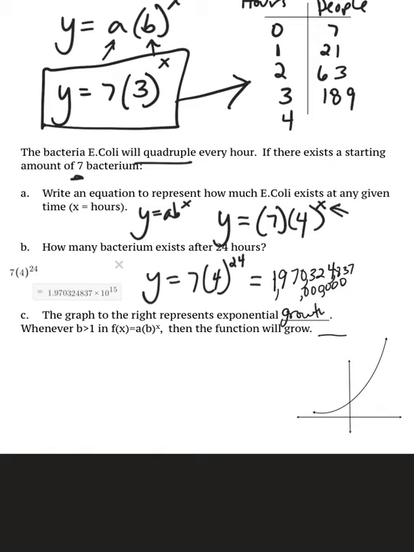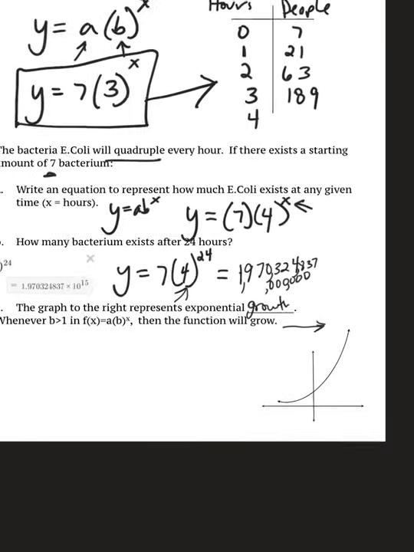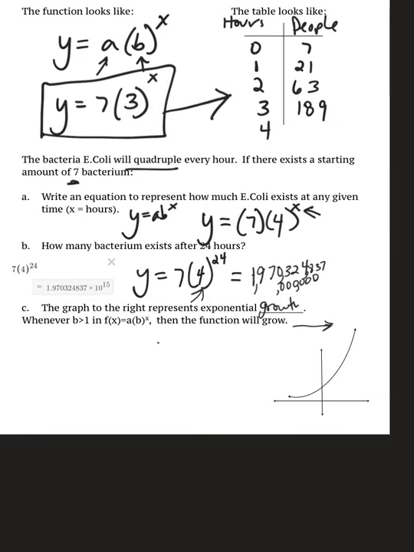If I look at this from left to right, it's growing. Whenever the multiplier is a number that's greater than 1, then the function is going to grow. And so this is what a function looks like when it grows, and the exponential function that's going to represent that is going to have a number that's plugged into here. This number is going to be bigger than 1.